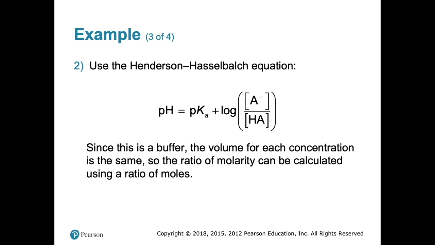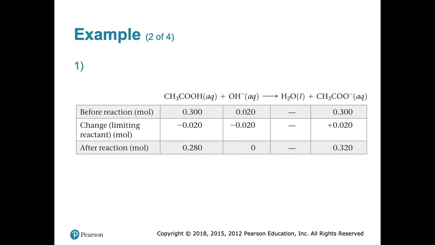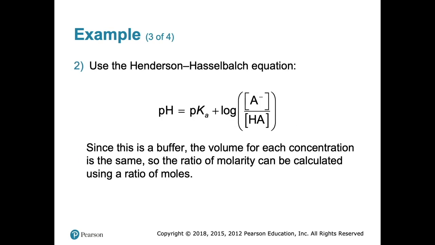Okay, so of course, what do you do now? So now that you've done this kind of modified ICE table, you've got your number of moles of acetate and you've got your number of moles of acetic acid. You plug it into the Henderson-Hasselbalch equation, right? You have a Ka because you know what the Ka of acetic acid is.